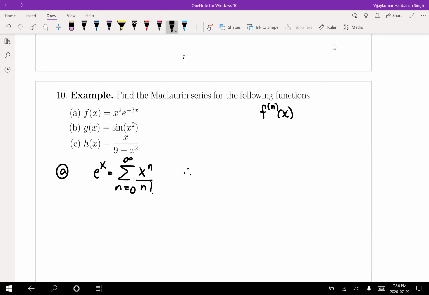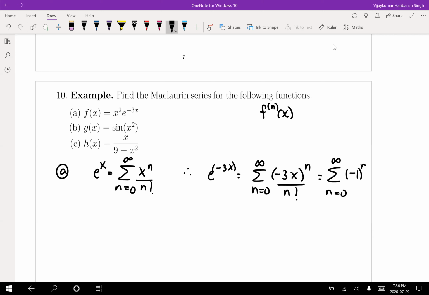So therefore, e to the power minus 3x is going to be summation n equals 0 to infinity of (minus 3x) to the power n divided by n factorial. And that is going to be summation n equals 0 to infinity of minus 1 to the power n, 3 to the power n, x to the power n divided by n factorial.